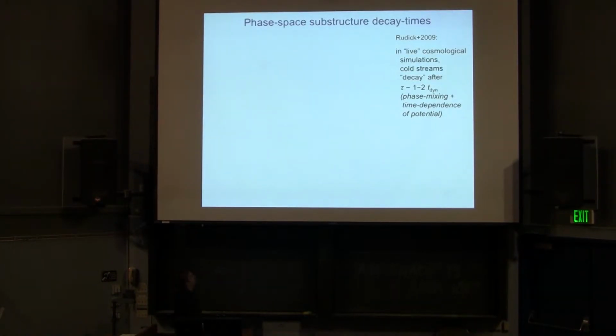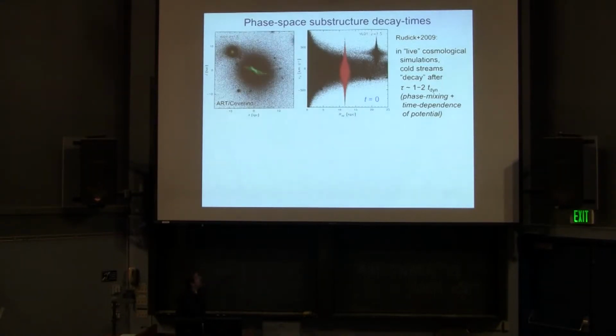Chris Mihos' group with Craig Rudick, they looked at some live cluster buildup simulations, and they found that very generically the substructure persists for about 1 to 2 dynamical times before things like time dependence of the potential, basically other substructures, and phase mixing all wipe it out. This is an example from some recent cosmological simulations from Severino, where I just wanted to have a look at if this works.